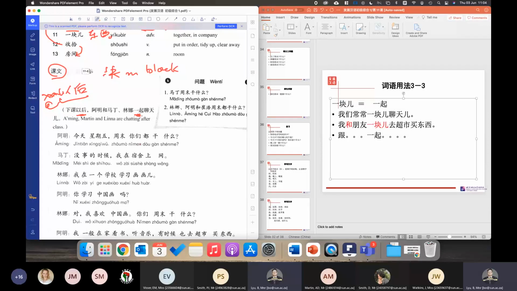阿明 asks first. 今天星期五。Miss Fisher, you have a very loud generator outside of the room. I might not be here well if I. Okay.